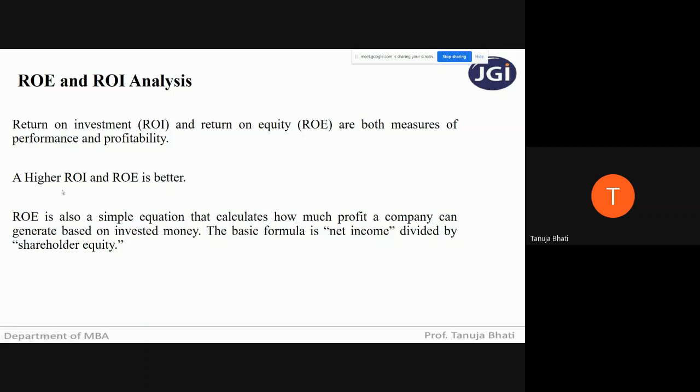ROE is also a simple equation that calculates how much profit a company can generate based on invested money. The basic formula is net income divided by shareholders' equity. So ROE is nothing but net income divided by shareholders' equity. If ROE is higher, please go in for that particular capital structure and combination of that particular financing mix.